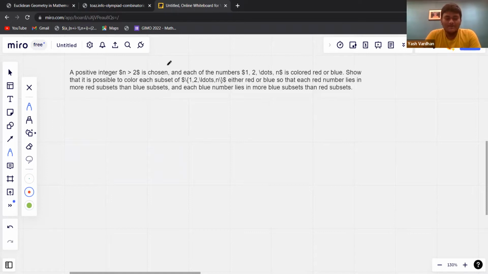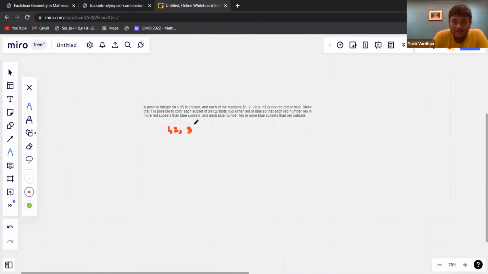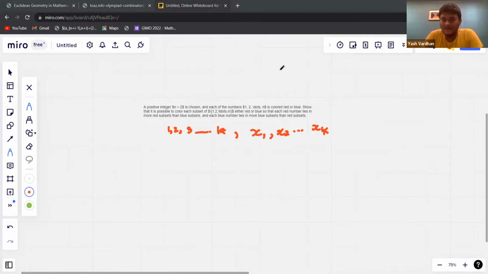I guess that is obvious, but this gives an intuition that if, say, 1, 2, 3 till k are all the red numbers, and each of them belongs to x1, x2, up to xk blue subsets, that is, the subsets which contain it but are of the opposite color, then x1, x2, up to xk should be sort of close to each other. Is that clear, I guess?